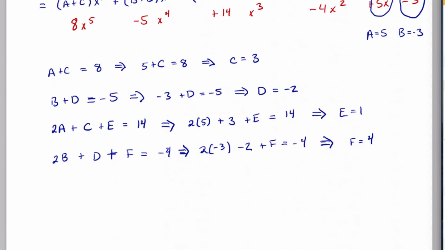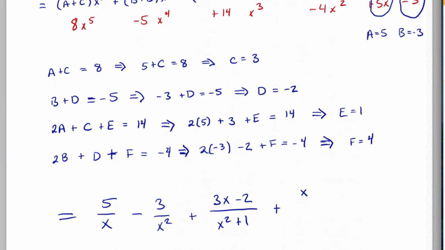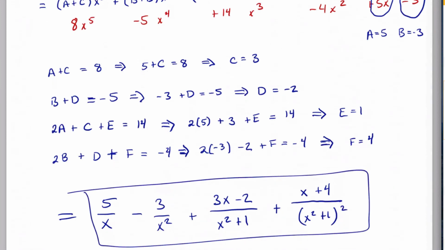Therefore, my decomposition is what? So it's A over X. So 5 over X. Nope, not plus, because B is negative. So minus 3 over x squared plus cx plus d, but d is -2, over x squared plus 1, plus ex, e is 1, plus f over x squared plus 1 squared. And there you have it.